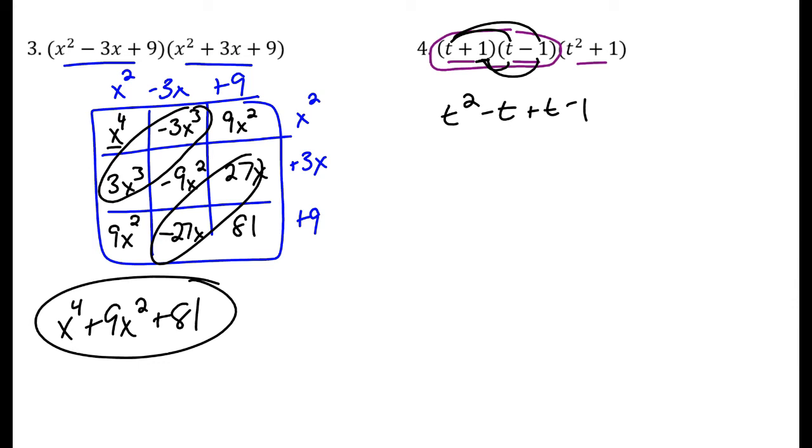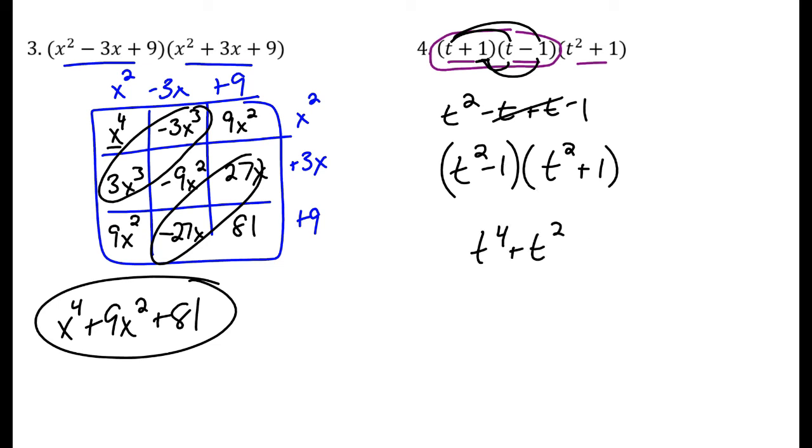Positive t minus 1. So I just applied the distributive property. I could have made a table and would have gotten the same exact 4 pieces. I just distributed them this time. Those two middle terms add to 0, so I'm left with t squared minus 1. That's not my final answer because now I need to multiply that by t squared plus 1. I get t to the fourth plus t squared minus 1. Again, those two middle terms, when I combine them, add to 0, so I'm left with t to the fourth minus 1 as my final answer.